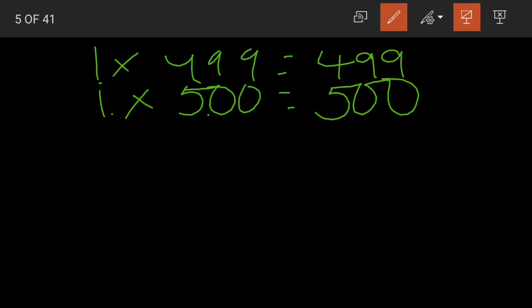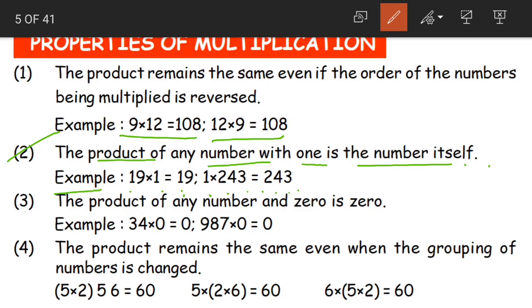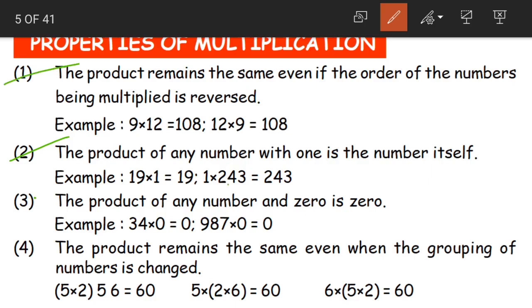So because of this property of multiplication, any number when multiplied with 1 will give the number itself as our product. Yes, the product of any number with 1 is the number itself. So that is our property number 2. Coming to property number 3. The product of any number and 0 is 0.